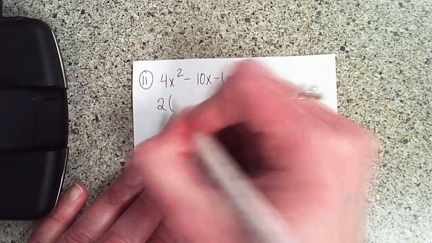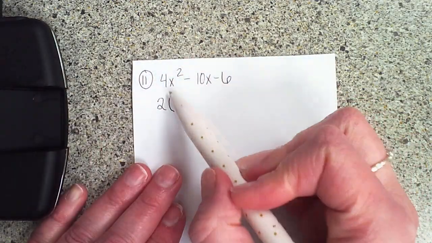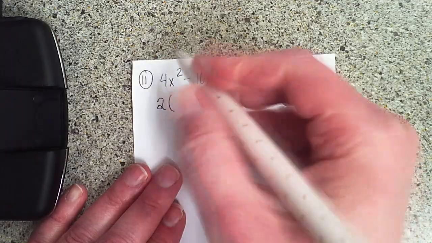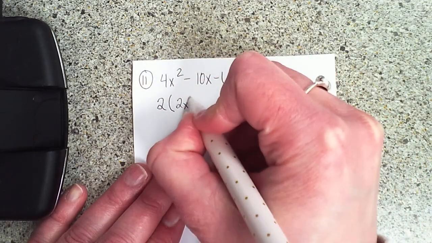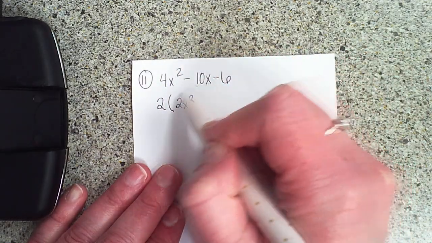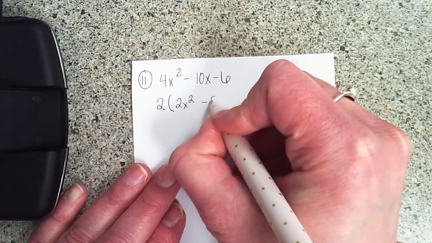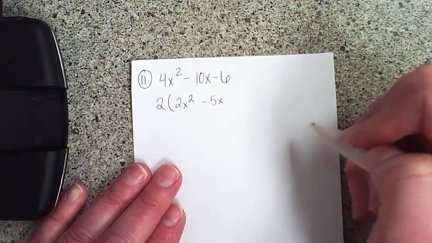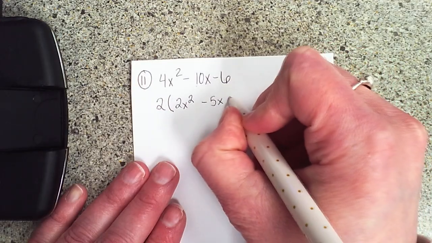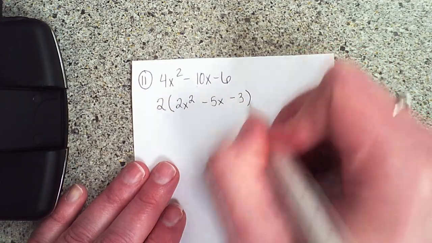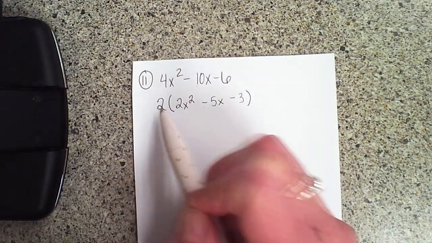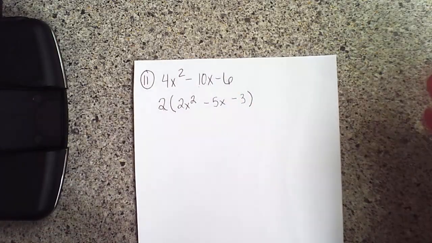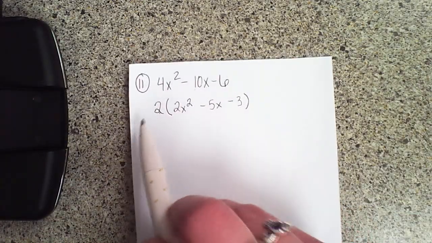So I'd put 2, and then I'm writing what's left. If I take 4x squared divided by 2, I get 2x squared. Negative 10x divided by 2 is going to leave me with negative 5x. And then negative 6, if I take out that multiplication by 2, if I divide by 2, I get negative 3. Okay? This 2 is just going to hang out front. It is a common factor for all of my terms, so I'm going to leave that out front as part of my factored form.